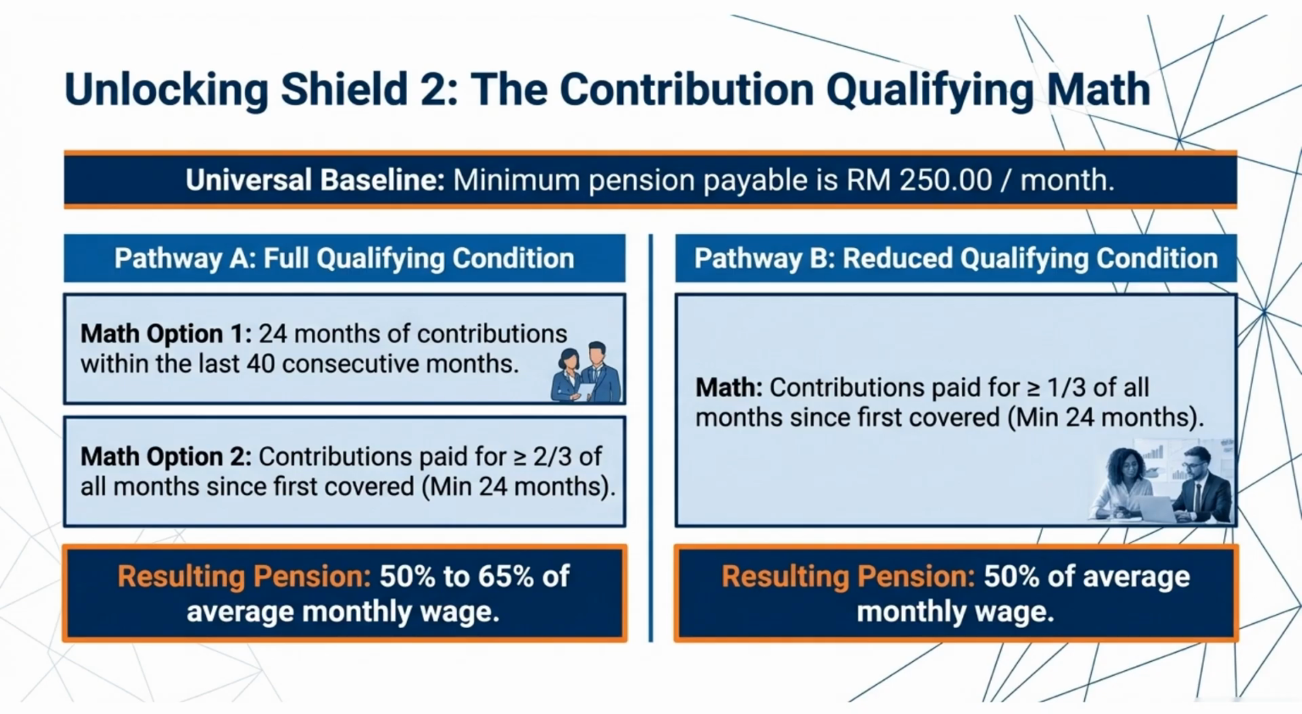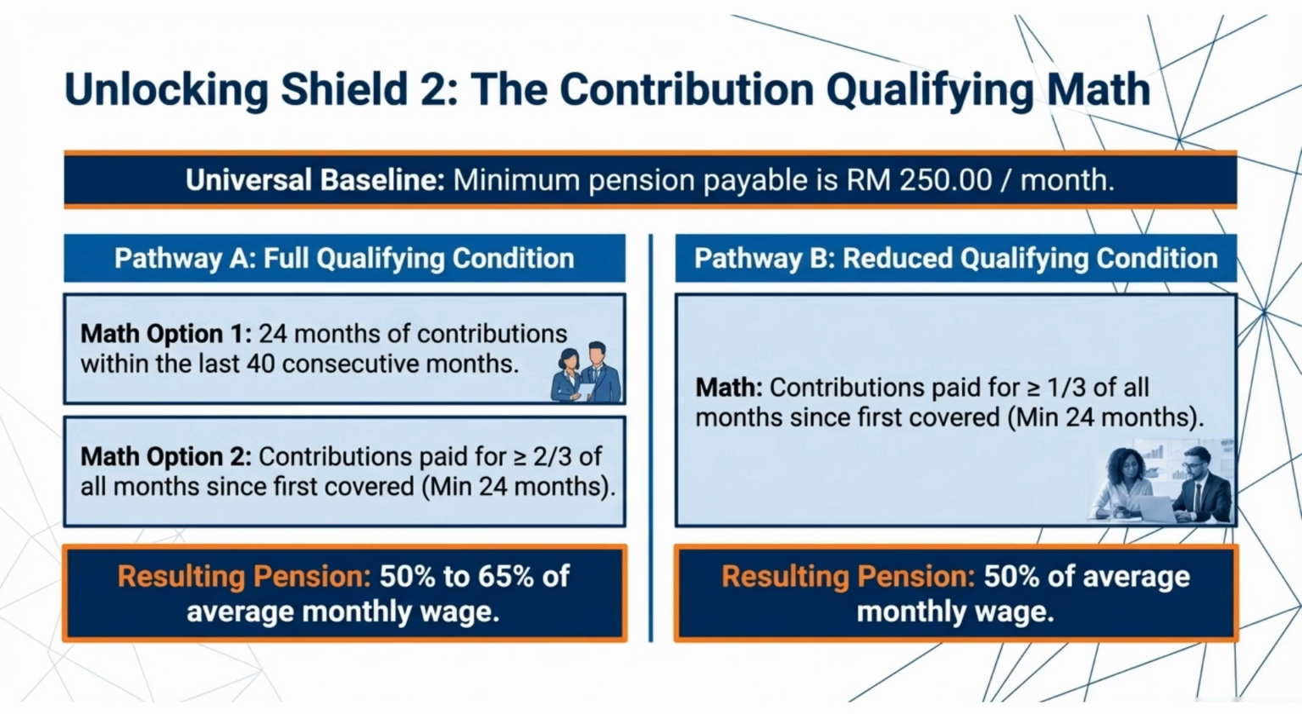Math option 2, contributions paid for at least 2/3 of the total months between the date the employee was first covered and the date of the invalidity notice, subject to a minimum of 24 months. If the full qualifying condition is met, the pension rate ranges from 50% to 65% of the average monthly wage. The calculation follows a formula. The base rate is 50%, and for every 12 months of contributions beyond the first 24, an additional 1% is added, up to a maximum of 65%.